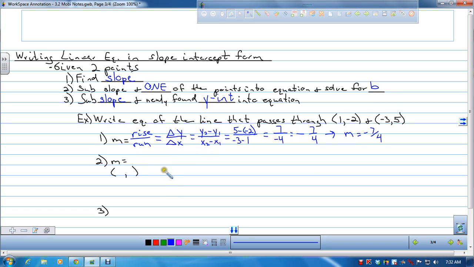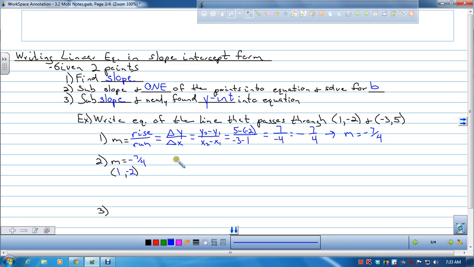And now it's just like the previous one. Because I know the slope, -7 over 4, and just pick one of your points. To be quite honest, I'm going to pick 1, -2, because they're smaller numbers. But it does not matter. You could use -3, 5 and get the same answer. So let's go ahead and plug in. We're going to find b now, right? We're on step 2. In order to find b, we're going to plug in values.